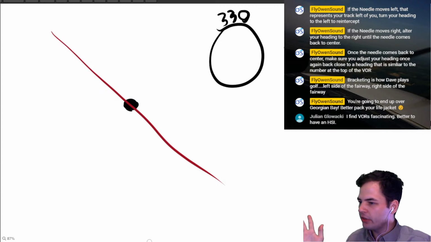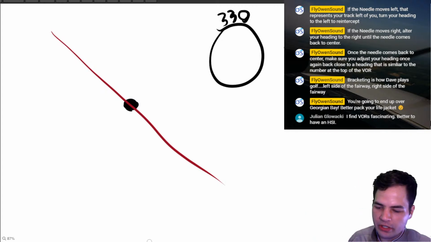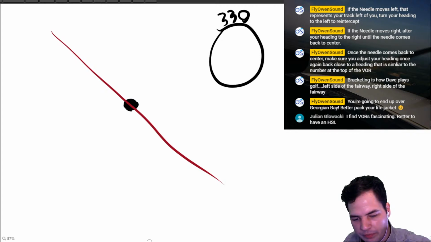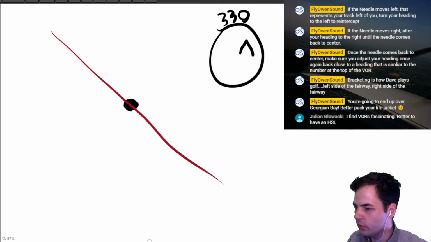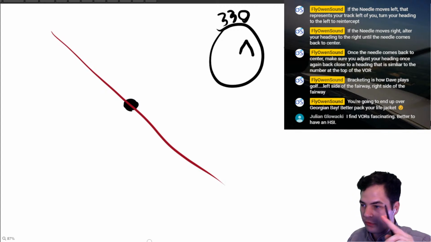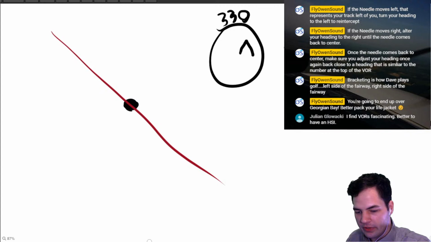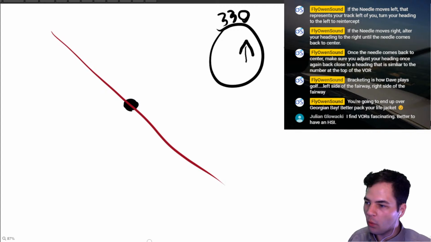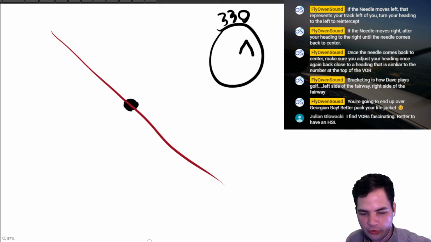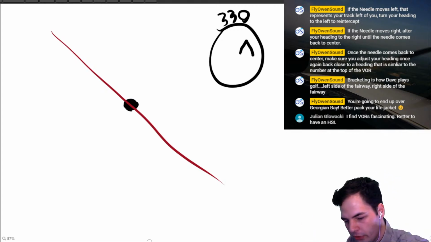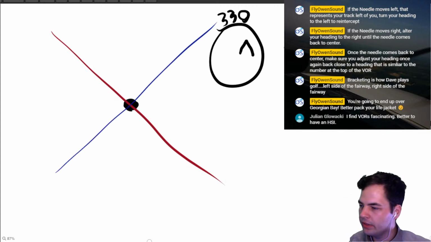Again, I'm not even going to worry about the CDI needle, but just thinking about the to/from indication. Let's say my VOR indicator gives me a to indication. In this case, a to indication is telling me that if I was to fly 330, because think of this as pointing at 330, I would get closer to the VOR. Or more specifically, I'll get closer to this to/from line, which is 90 degrees off of my radial.